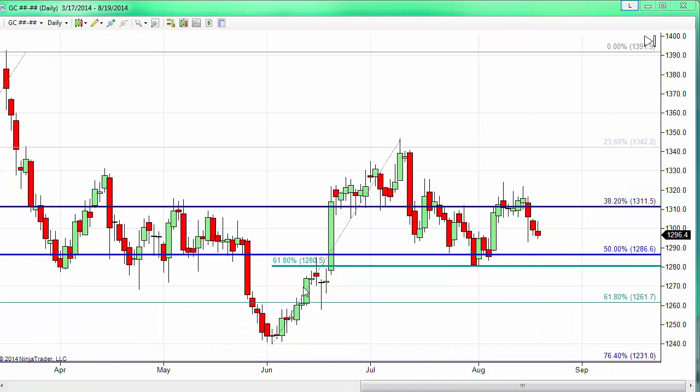So I've gone ahead and I have pulled up a daily chart. This is of COMEX Gold.